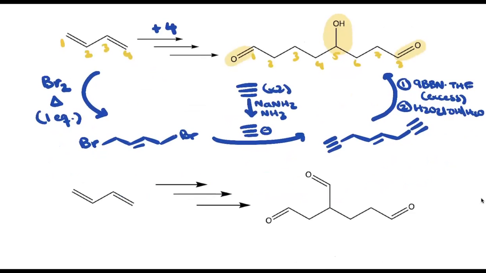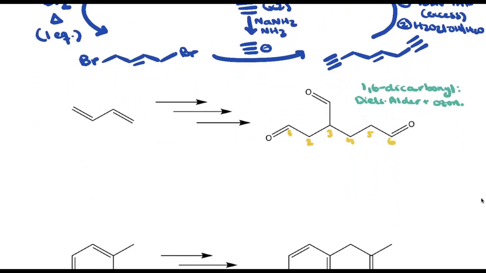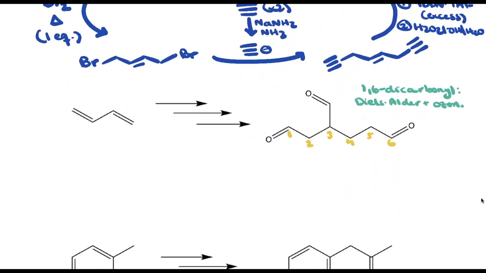And then your second one, I do want to turn you guys' attention to this little pattern that you should be familiar with. 1, 2, 3, 4, 5, 6. So here you have a 1,6 dicarbonyl. Okay. 1,6 dicarbonyls are usually indicative of Diels-Alder and ozonolysis. And that's, remember, because if you have 1,6, then that means that you had a 6-membered ring.